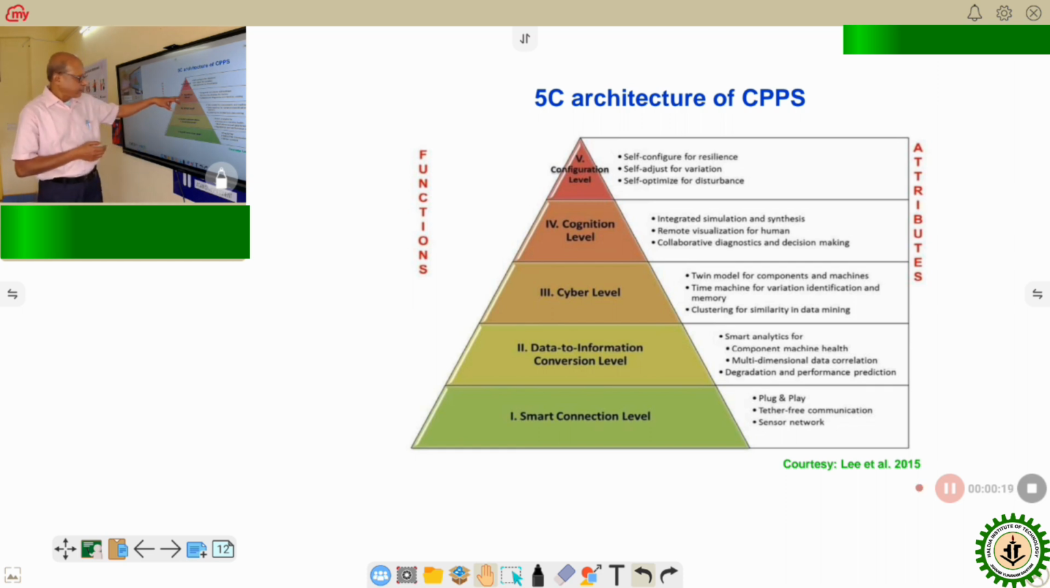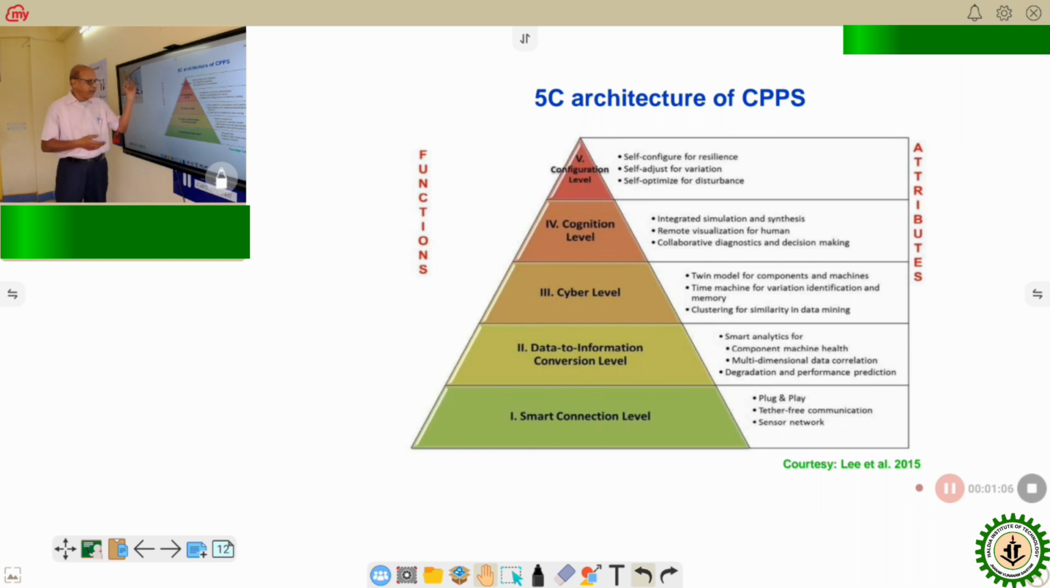So finally, the fourth level, that is a bit higher, is the cognition level, where integrated simulation, synthesis, collaborative diagnostics and other different types of decision making in the form of simulation, prediction, monitoring and of course optimization, all are being carried out for the final regulation of the process in the shop floor. So that is why it is called cognition level. That means cognition is basically derived from the human part, where the human mind and brain is utilized to facilitate decision making. So the same aspect or the same feature is now being taken care of by a non-living system through the data and information.